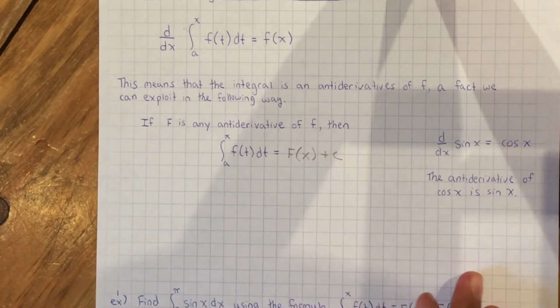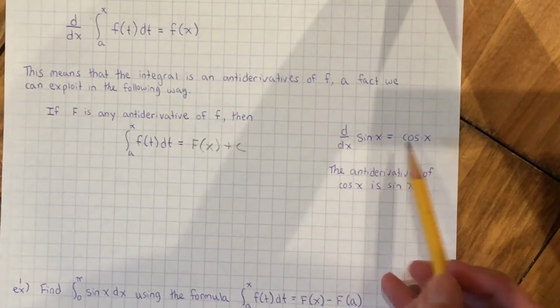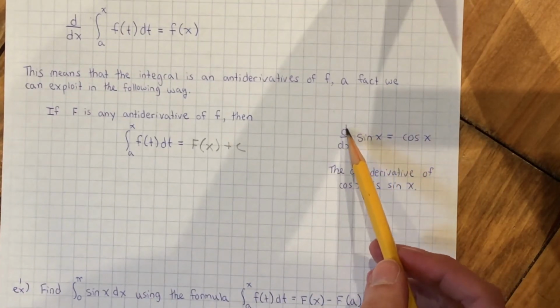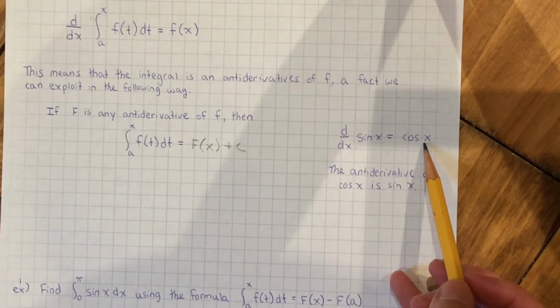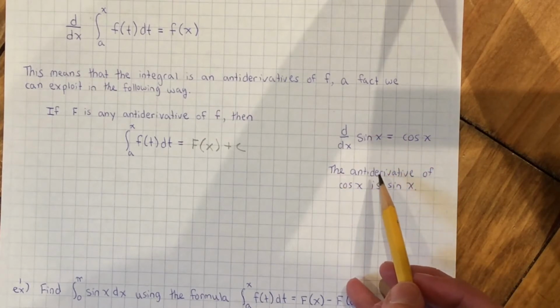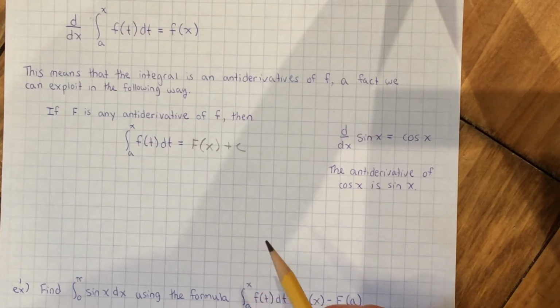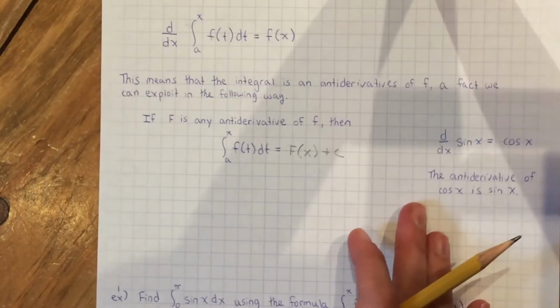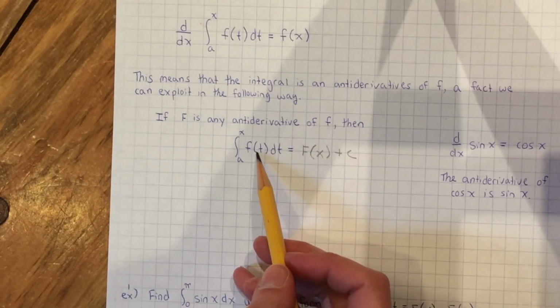So let me give you a quick example of what I mean by that. In the previous unit, we learned about derivatives, and we learned that the derivative of sine of x is equal to cosine of x. Well, the antiderivative goes backwards. So this means that the antiderivative of cosine of x is equal to sine x. So we're basically saying, what can I take the derivative of to get this function?